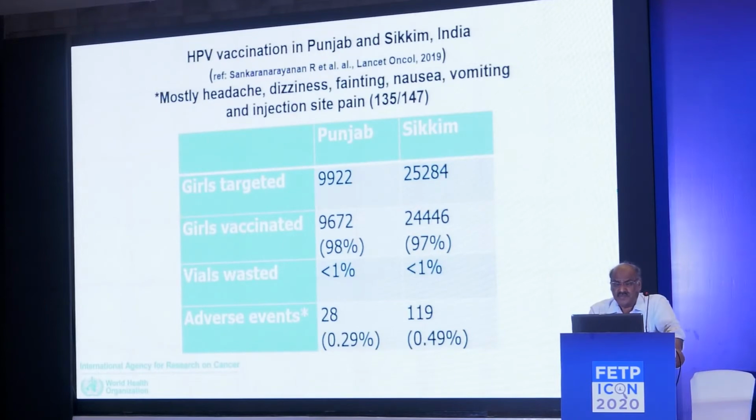Unfortunately, 2 states, Punjab in 2 districts and Sikkim in the entire state, have launched human papillomavirus vaccination using their own resources with very good participation and very good safety profile. Safety was something which was questioned in this country. We have substantial information from India now. This is as safe as an injection tetanus toxoid or any other vaccine.